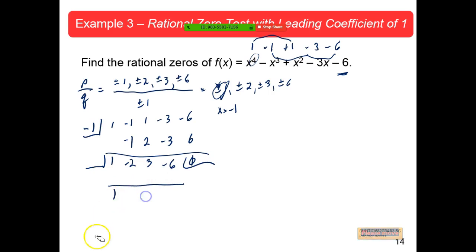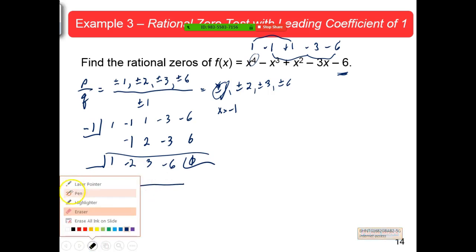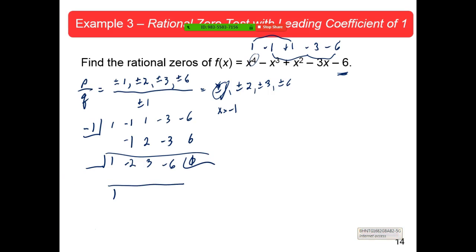Okay, so what do you want to try next? We did +1 just by plugging in because that was so easy. Then we did -1 by synthetic division and found out it was a 0. What you want to do next? Say again?